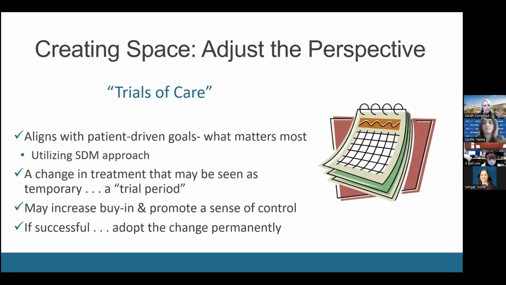We're going to try to get them to this kind of goal. Let's do a trial period of this treatment. So how about you just try it for 30 days and we'll see how it works for you. And that way they're not thinking of it as a permanent change, but just a temporary change. Let's take 30 days. Let's take 2 months.